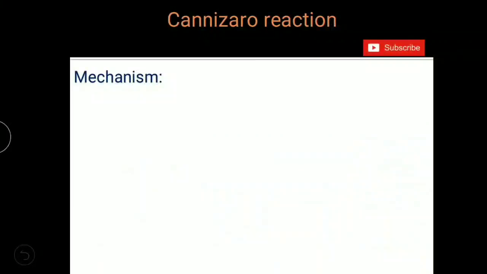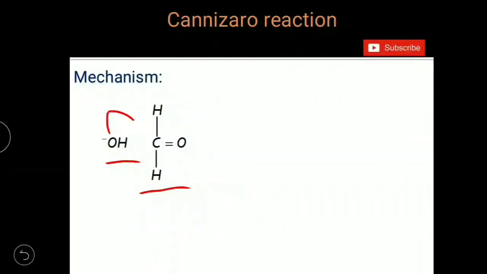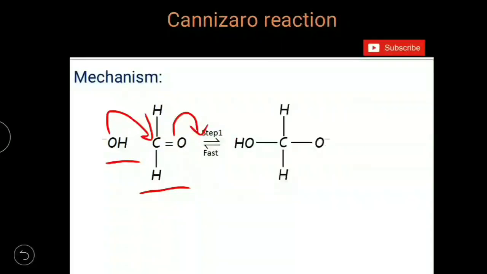Let us see the mechanism of Cannizzaro reaction. Let us start from formaldehyde. Aldehydes and ketones participate in nucleophilic addition reactions. This OH- acts as a nucleophile and it attacks on the carbonyl carbon atom. The pi bond between carbon and oxygen will be transferred to oxygen, leading to form this reaction intermediate.